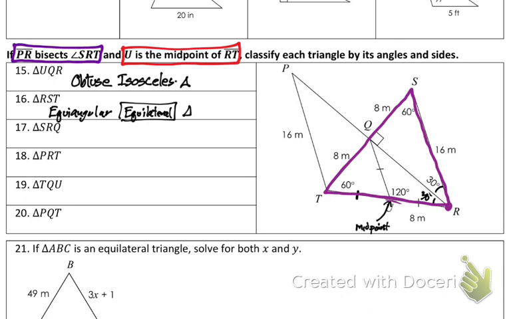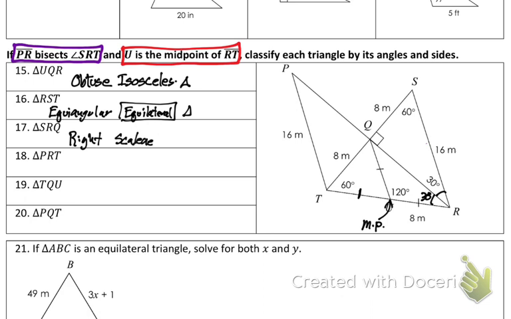Be careful on these because tick marks mean they're the same measures. So you actually have a lot of measures of 8 up there. SRQ. So if I find SRQ, we should notice that we have a right angle and all 3 sides are different. So it should be a right scalene triangle. Remember, if you have anything wrong, either ask a question or change it on your sheet because these are your notes. All right, PRT. Let's find PRT.